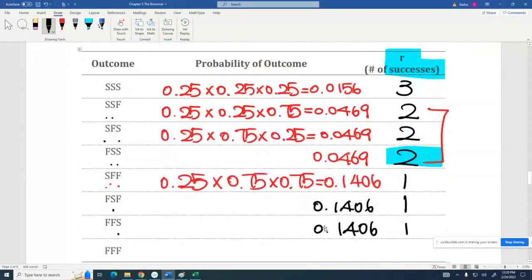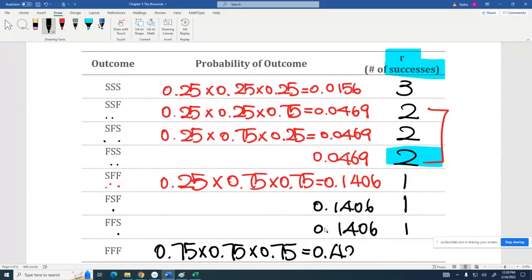How about the last one? Oh, yeah. 0.75, 0.75, and 0.75. So it must be 0.75 to the power of 3. I have 0.4219. How many successes? No success. You understand what I did?